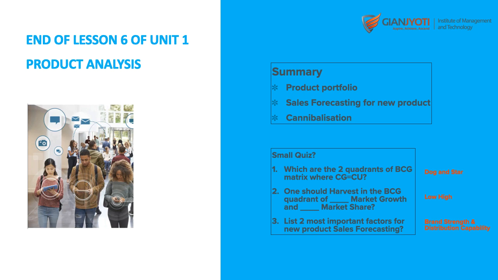Second question, one should harvest in the BCG quadrant of low market growth and high market share. That is what you call the cash cow, from where you can take the money because you generate more cash there. List two most important factors. The two important factors for new product sales forecasting are brand strength and distribution capability.